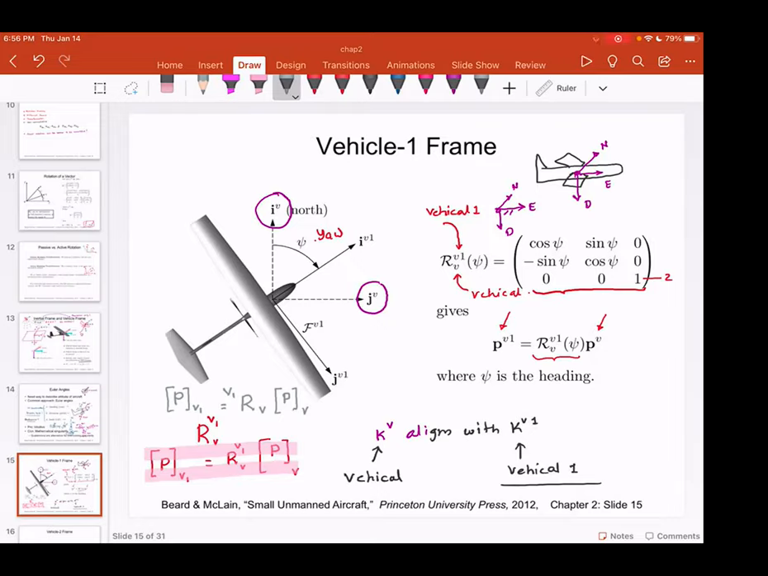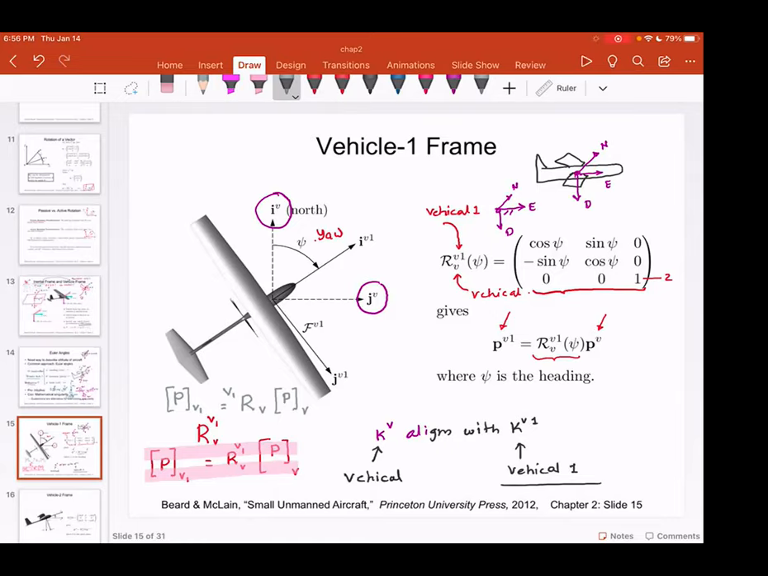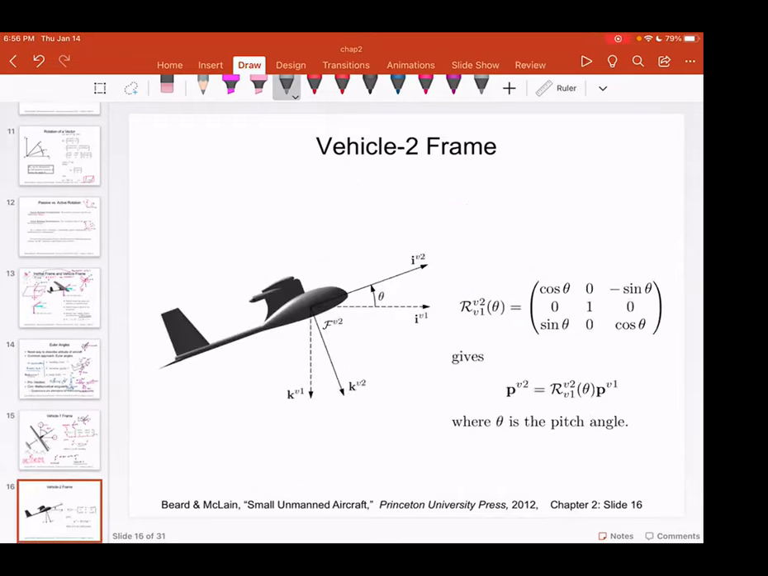Okay, so moving on. We have discussed the vehicle one frame, which allowed us to go from the vehicle frame that was fixed to the CG to the frame that is oriented in the direction of the nose. Now I'm going to add the pitch angle. So think about the way the vehicle is pitching. The vehicle is pitching through angle theta, which means the vehicle one frame gets oriented into the vehicle two frame. This is vehicle two frame. This is vehicle one frame.